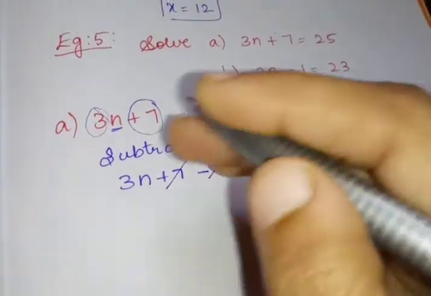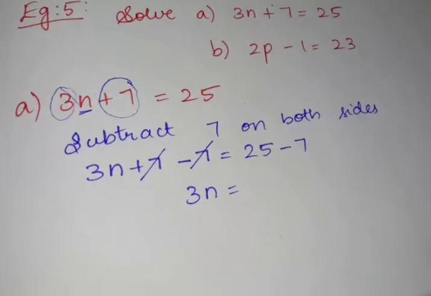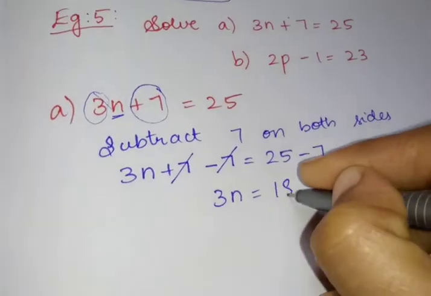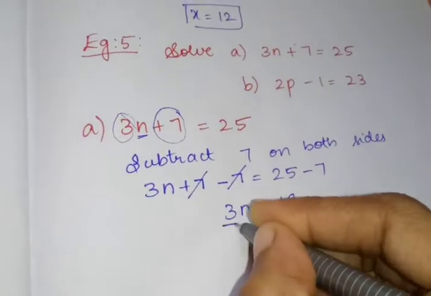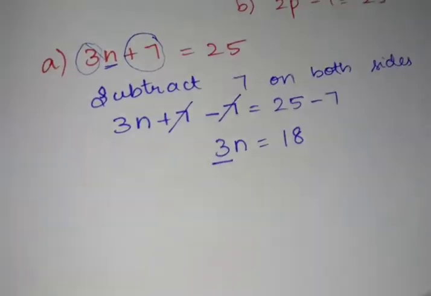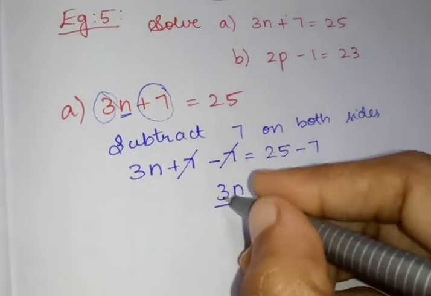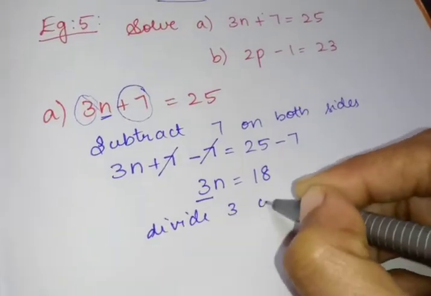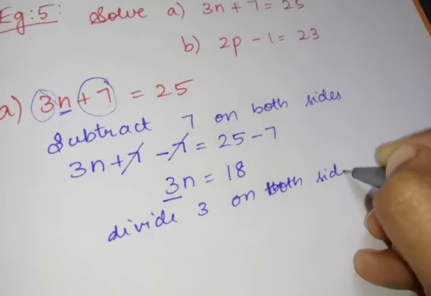So, plus 7 minus 7 eliminated. So, 3n is equal to 25 minus 7, which is what? 18. Okay. Next. Now, what do I have to eliminate? I have to eliminate this 3. Actually, 3 is multiplied with n. So, what will you do? 3 is multiplied with n, so divide by 3 on both the sides.